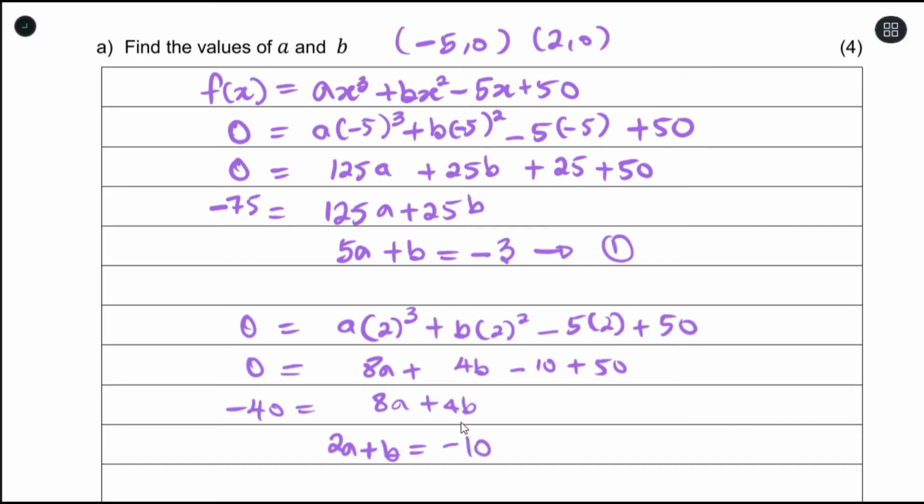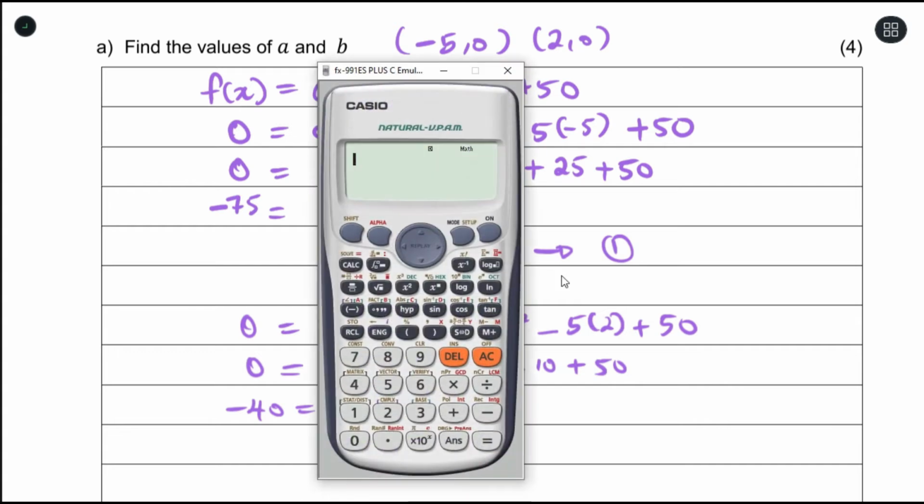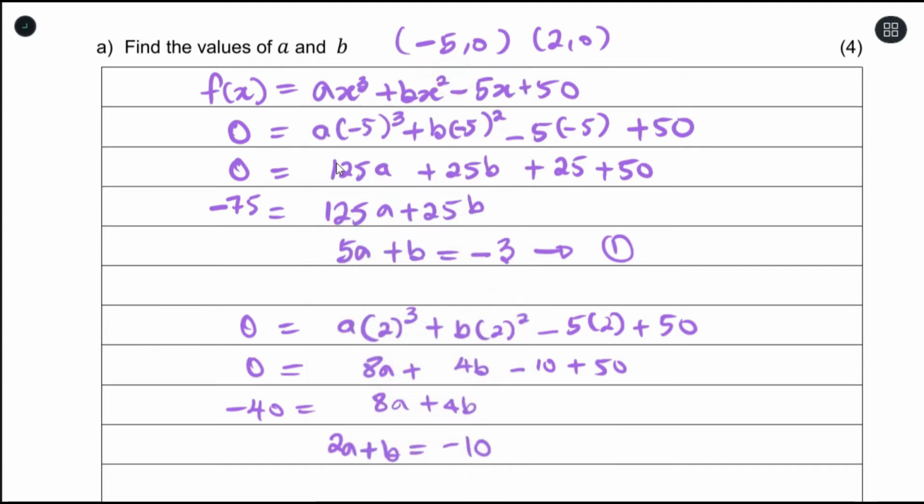Now, before I move on, I actually noticed I made a mistake. -5 cubed, I think that is -125. I wrote positive, so actually it affects our answer a little bit. This here should have been negative. This here should have been negative. And this here would be negative. There you go. Okay, so that's the only change. So these are our two equations. This is equation 2, by the way.